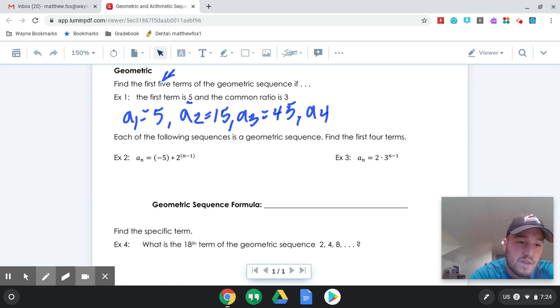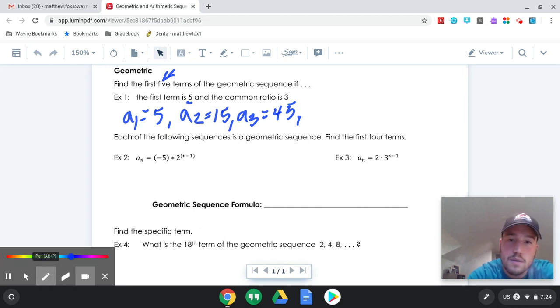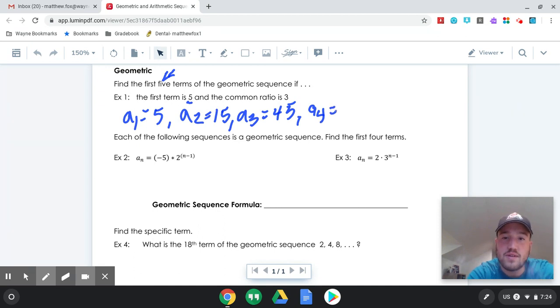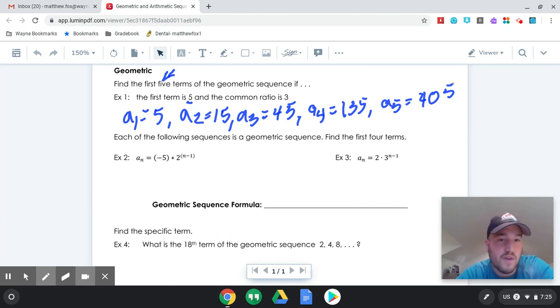Okay, A4, we take the 45 times 3. Sorry, let me rewrite A4. It kind of looks like 94. So 45 times 3 gives us 135. And then our final one here, A5, 135 times 3, and that will give us 405. Okay, and if you couldn't do those in your head, that's fine. Use a calculator. Remember, Calc 2.0. Use your iPhone. It doesn't bother me if you use a calculator, as long as you understand how we're getting these numbers.